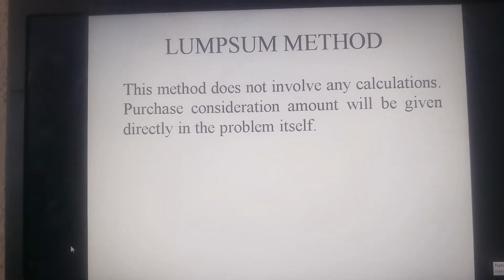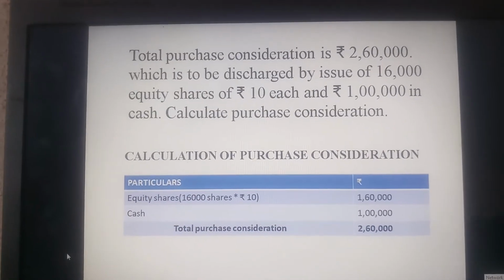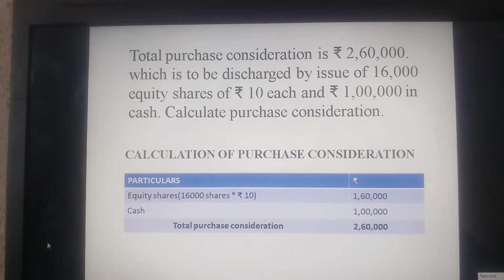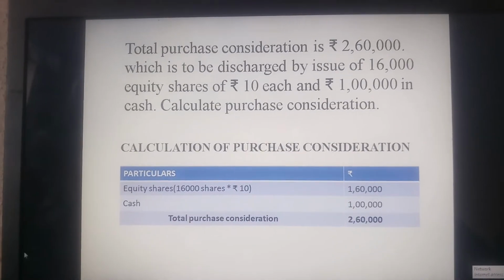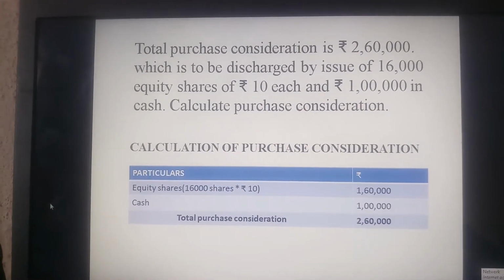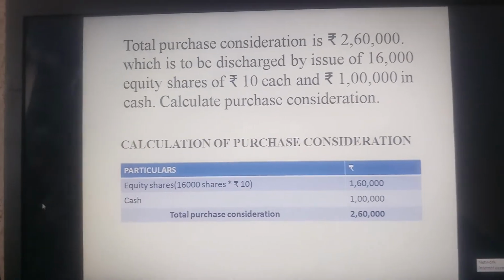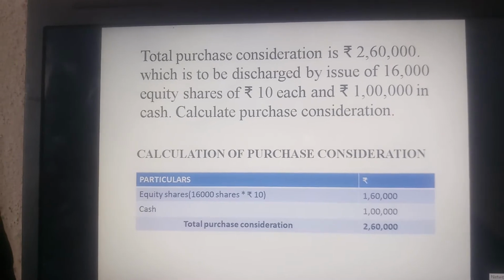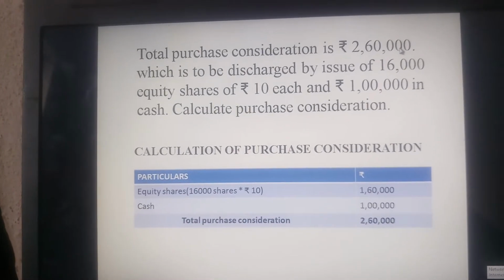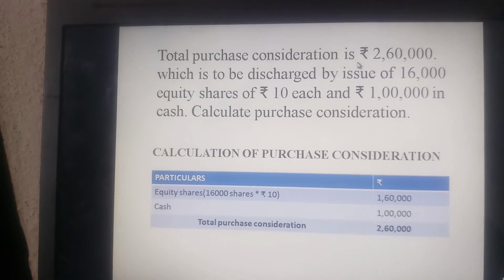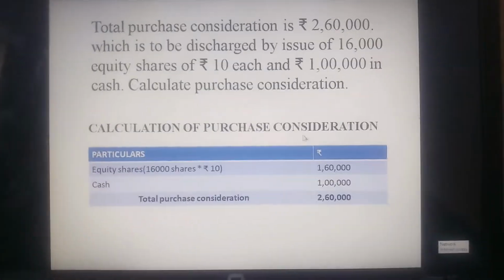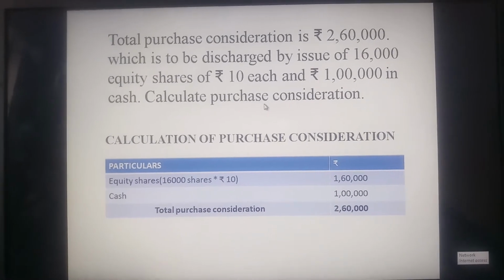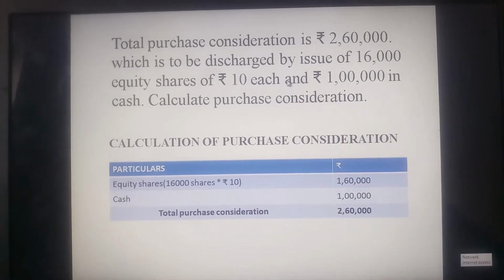The problem itself, the purchase consideration value will be given. So the problem is the total purchase consideration 2,60,000 rupees, which is to be discharged by issue of 60,000 equity shares of rupees 10 each and 1 lakh rupees in cash. Calculate purchase consideration. So the 2,60,000 rupees is the purchase consideration value. This value has to be paid by the vendor company to purchasing company. So the mode of payment will be given: equity shares as well as the cash.